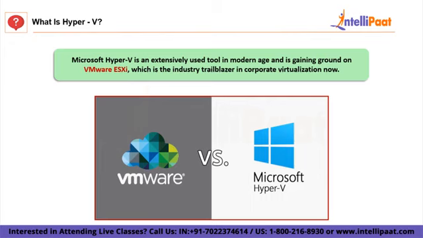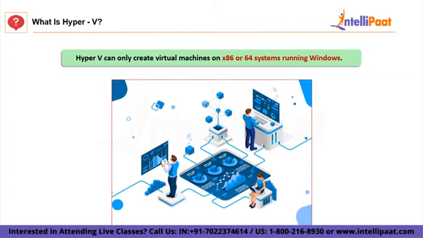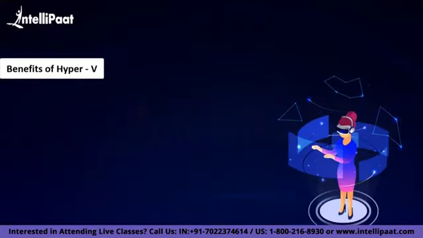It's a Type 1 hypervisor installed alongside the Windows operating system. Hyper-V can only create virtual machines on x86 or x64 systems running Windows. A server computer running Hyper-V can be configured to expose individual virtual machines to one or more networks. Let's look at a few benefits of Hyper-V software.